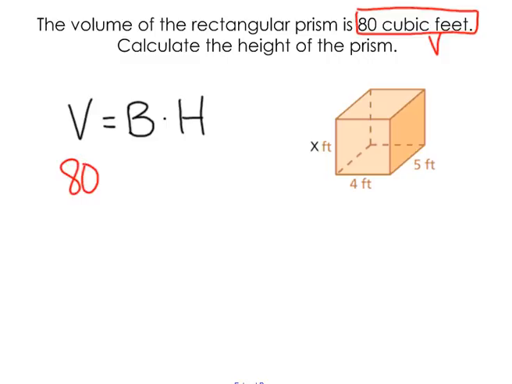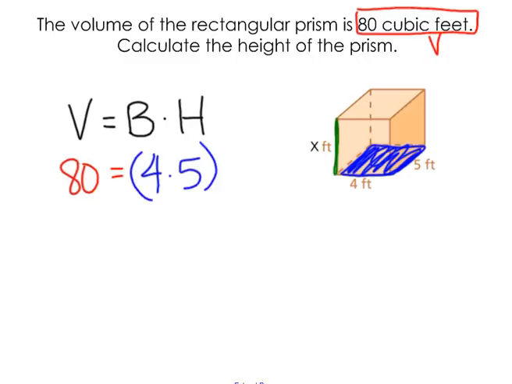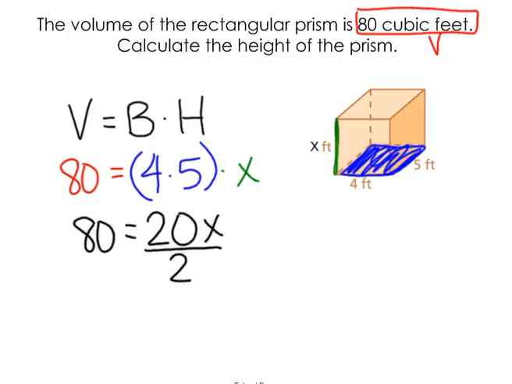So we'll put 80 equals, and then area of the base would be this rectangle right here. So that area would be 4 times 5. And then we're going to multiply that by the height, which is what we don't know yet, so times x. Okay, and now we can go ahead and start solving. So 80 and equals stay the same. 4 times 5 is 20. So if 80 equals 20x, after you divide by 20 on each side, you get a value of 4.